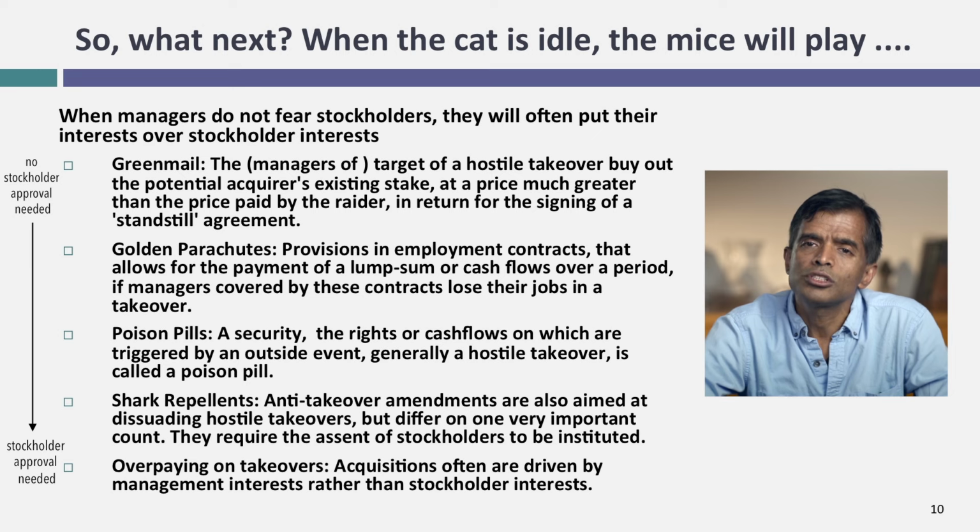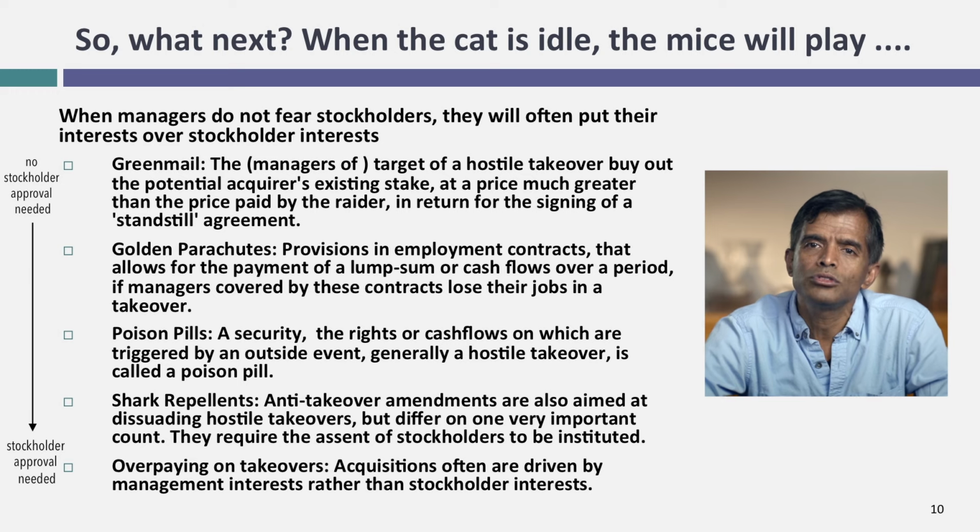The fourth are shark repellents. These are special anti-takeover amendments put into a company. At least on these, the stockholders get to vote, but as we said earlier, because most stockholders do not show up at annual meetings, many of these anti-takeover amendments find their way into the corporate charter. Here's a simple one. Instead of having to acquire 51% to buy a company, there are some companies where that threshold can be raised to 60, 70, or even 80%.